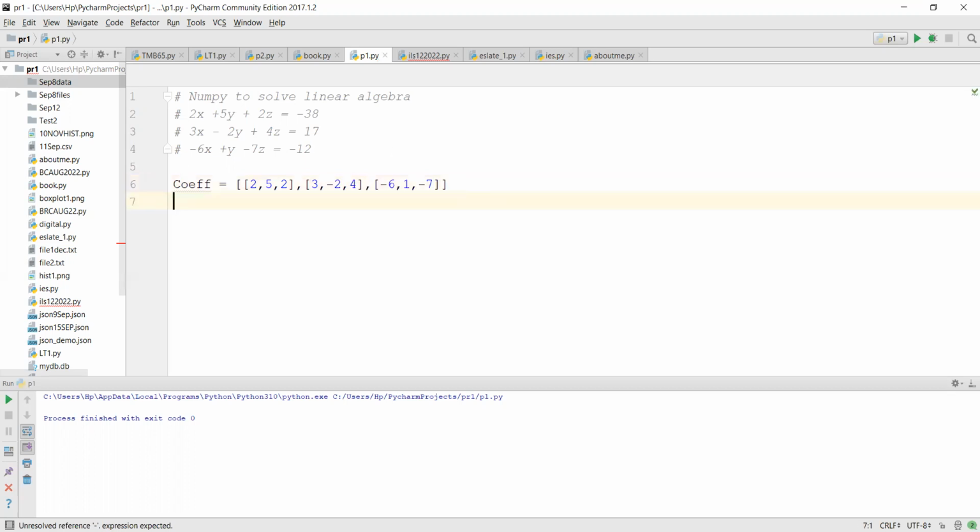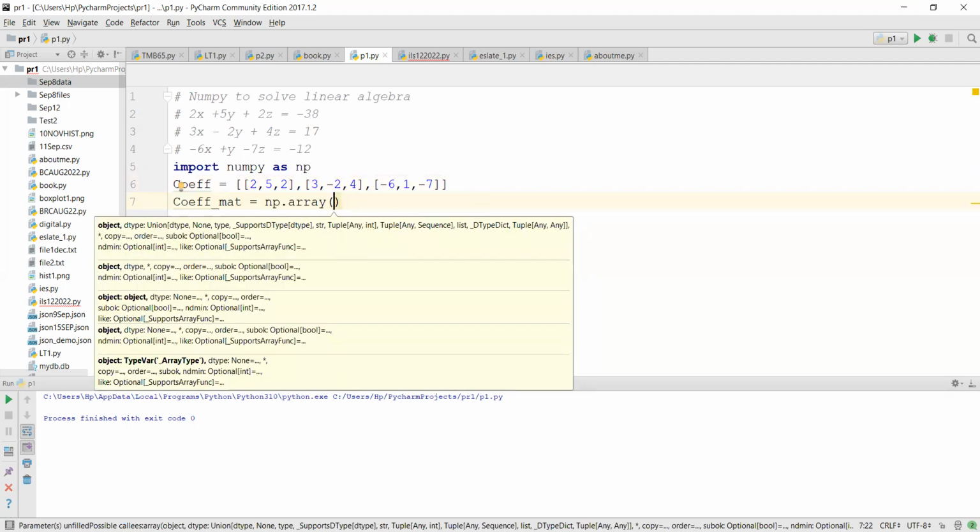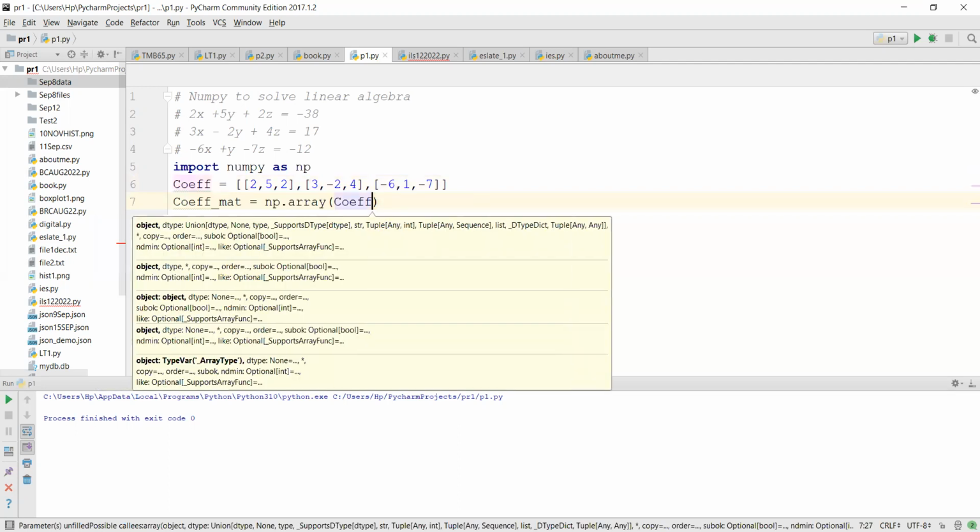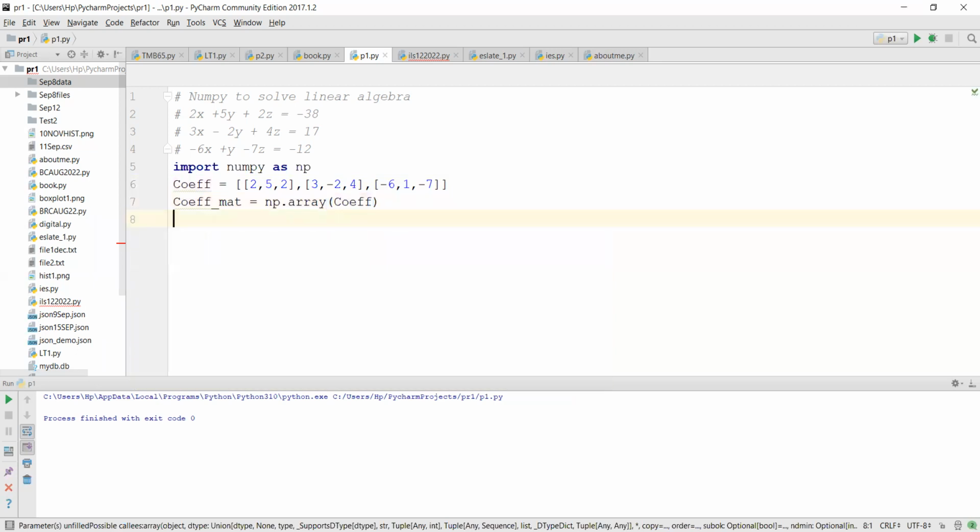We need to figure out the inverse of this. But before that, we need to convert into a coefficient matrix, right? So I'm going to say coefficient matrix equal to your, okay, we have to import NP. So import Numpy as NP, and I'm going to say NP dot array, and you put your coefficients here. So this will result in the coefficient matrix.